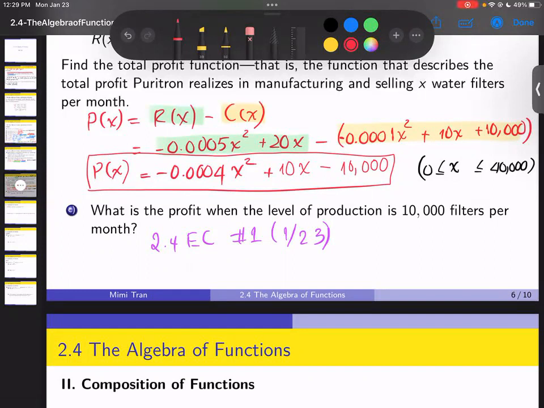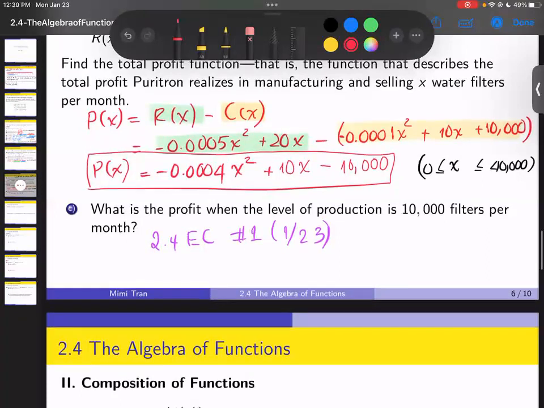Positive 20x minus 10x is 10x. You have 2 attempts. Give me a second, right?